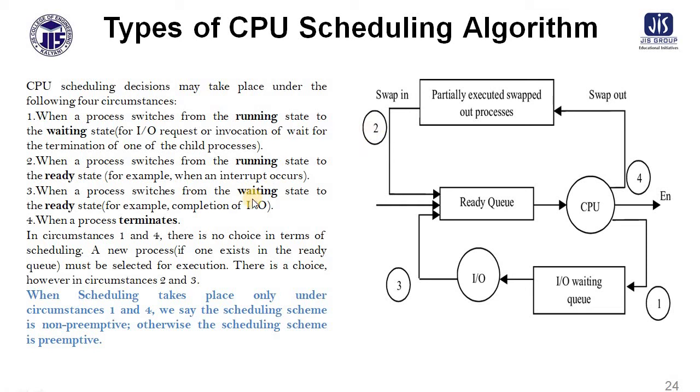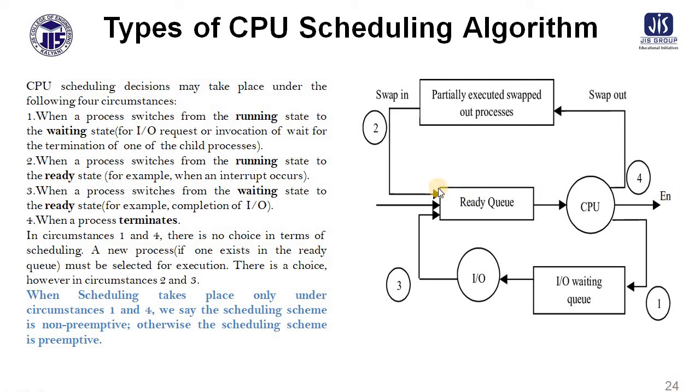Case 3 is where the process switches from waiting state to ready state. And number 4 is where the process is terminated. So in the case of process 1 and process 4, the process goes from ready to CPU, then from CPU to waiting. Again it will go to the CPU, or it will complete its execution and terminate. So number 4 is the end.